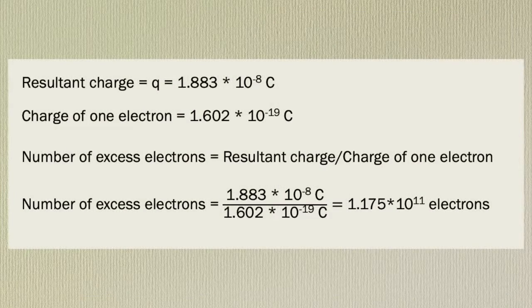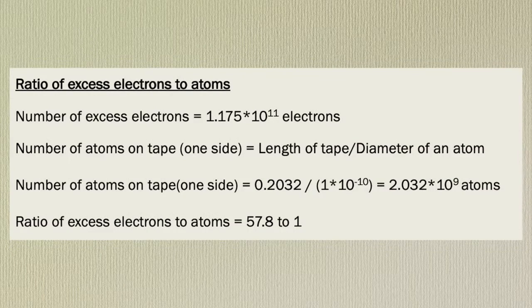Now that we have the magnitude of charge for each piece of tape, we can go ahead and calculate the number of excess electrons on a piece of tape through their simple relationship of resultant charge over the charge of one electron equals the number of excess electrons. Performing this calculation gives us 1.175 times 10 to the 11th excess electrons on the piece of tape. To calculate the ratio of excess electrons to atoms, I simply calculated the number of atoms on one side of tape and compared that to the number of excess electrons.